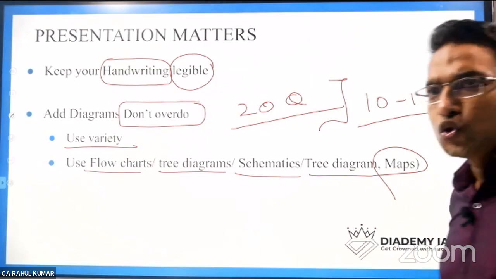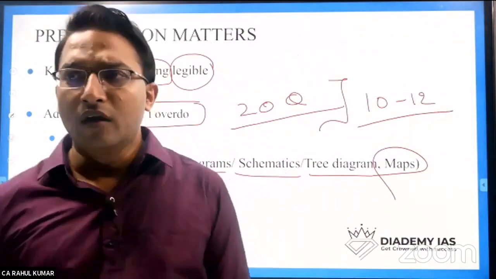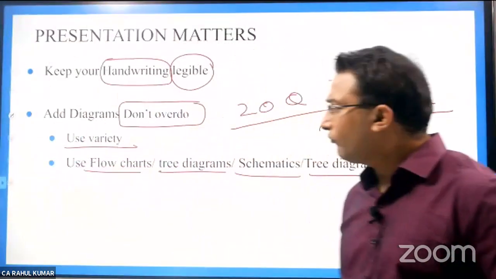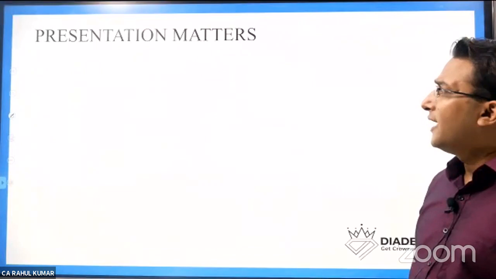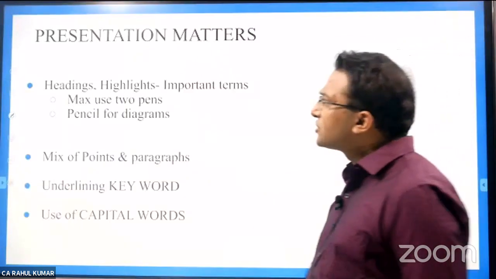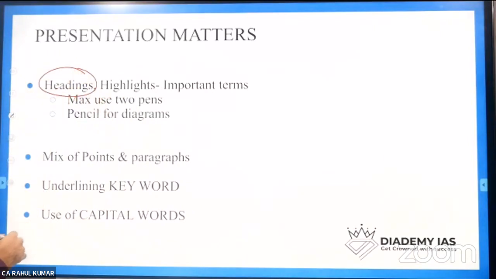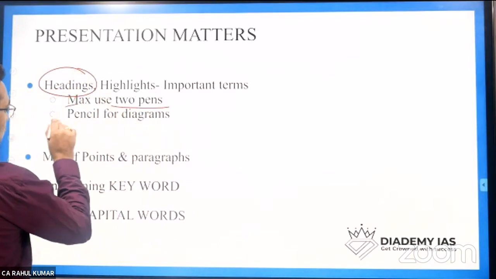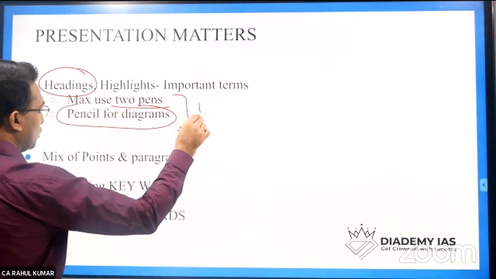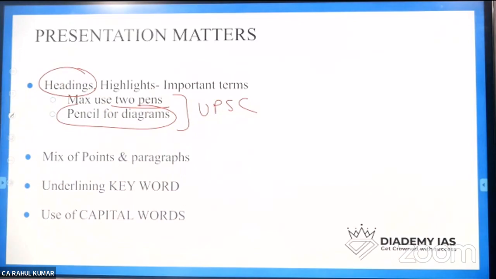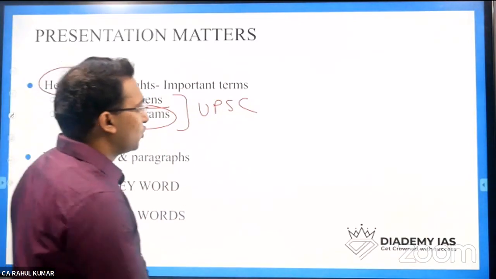Yeah. So I was telling about using the diagrams, but not overdoing this. Now next is you must use the headings and the highlights. Okay, headings must be used. You can use maximum 2 pens and you can use pencil for the diagram, and this is permitted by the UPSC. So UPSC has clearly permitted this, right? So you should use headings as much as possible.